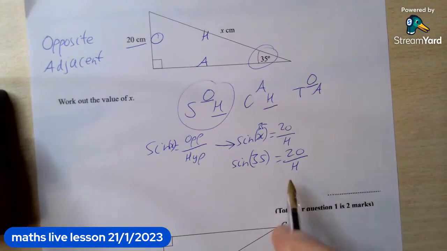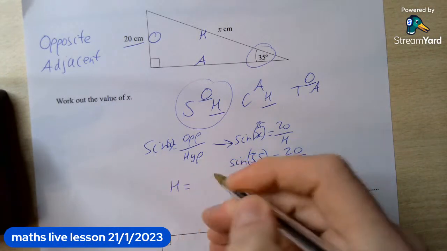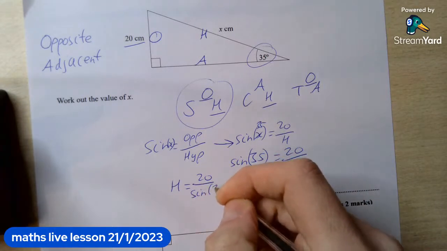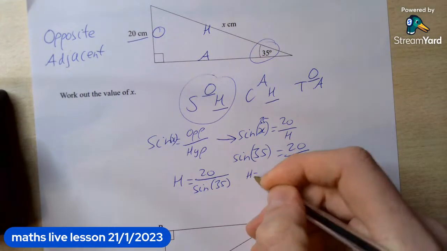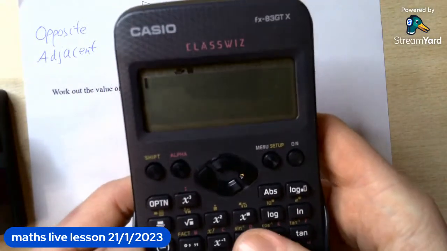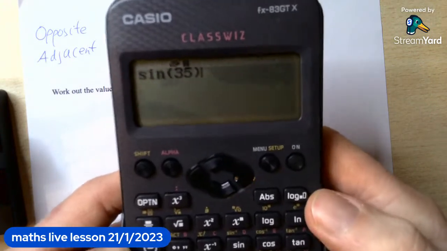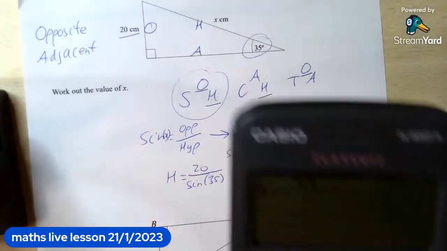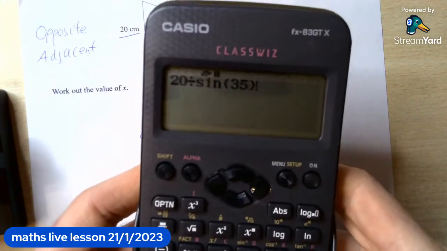Right then. Now what we are going to do is swap those around. So the hypotenuse equals 20 divided by sin 35. And now I'm going to put that into my calculator. Can you see that? Sine is this button here, and you're going to put 35. You can do it as a fraction or just press divide, it doesn't really matter. Oh, sorry, it's the wrong way around. So it's 20 divided by sin 35.